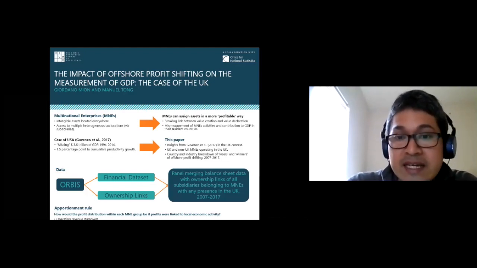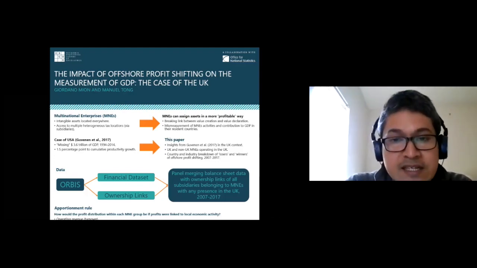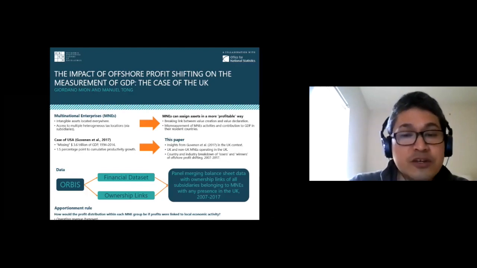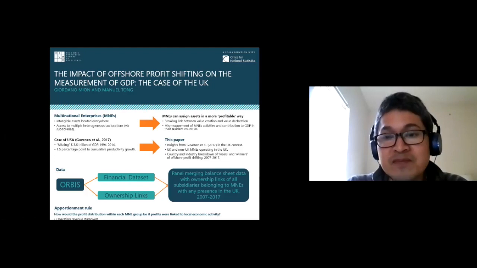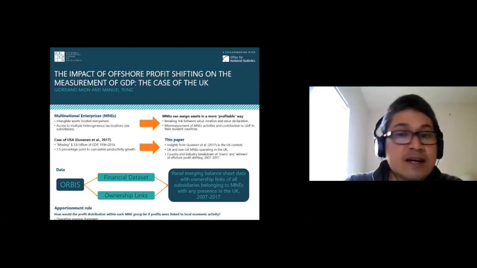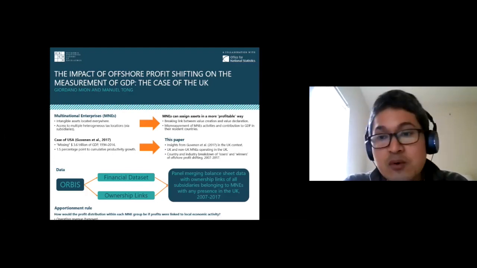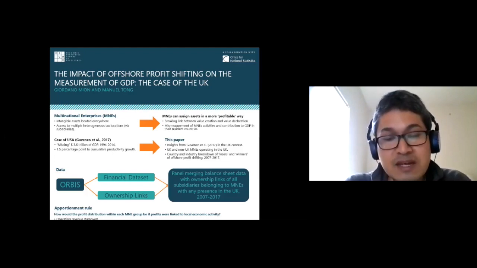GDP between 1994 and 2014, as well as a 1.5 percentage point gap in the US cumulative productivity growth. Our paper is taking the insights from this previous research into the UK context. However, we move one step forward in the sense that we are considering both UK and non-UK multinational enterprises operating in the UK in order to have a broader picture of offshore profit shifting. As a result, we provide a country and industry breakdown of losers and winners of this practice of offshore profit shifting between 2007 and 2017.